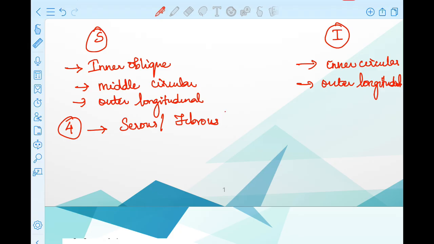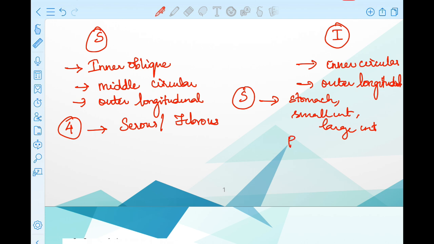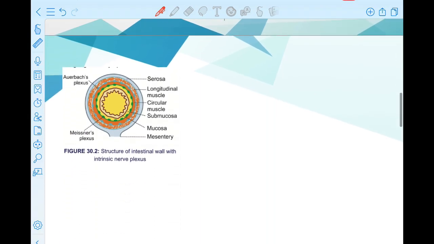As I said just now, the serous layer is the outermost layer when it comes to the stomach, the small intestine, as well as the large intestine. Whereas when we talk about the pharynx and the esophagus, the outermost layer is the fibrous layer. Okay, so that is the difference. Clear? Now we're moving into another important topic, that is the nerve supply to the gastrointestinal tract.